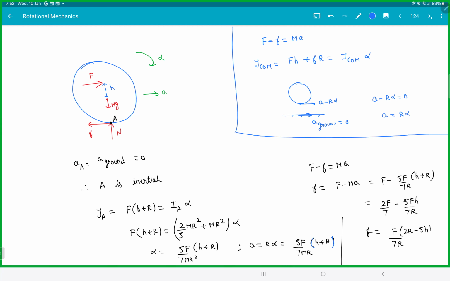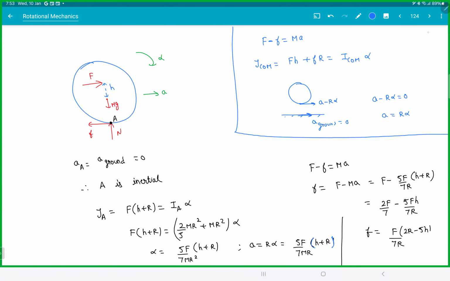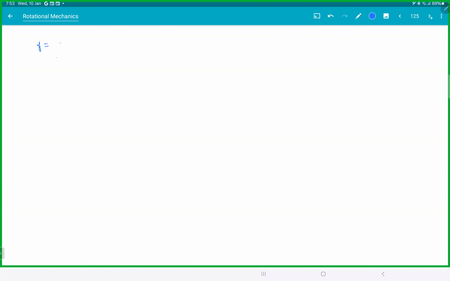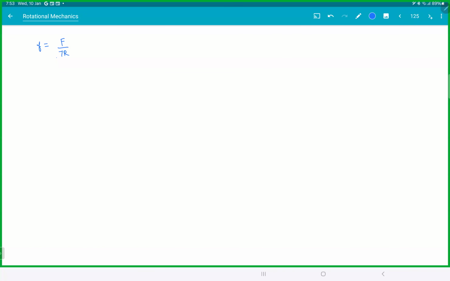Clear with this? There is something good about that friction if you observe here. If you look at the value of friction which we got, F by 7R into 2R minus 5h, if you make this friction equal to 0, we get h is equal to 2R by 5. Means if you apply the force at a height of 2R by 5, there will be no friction on the body.